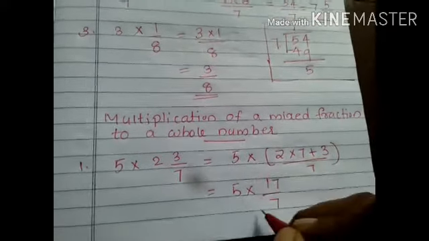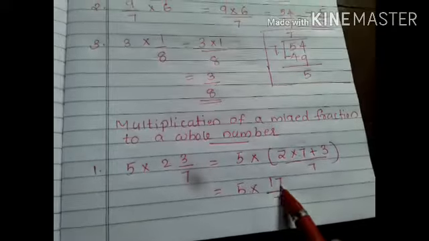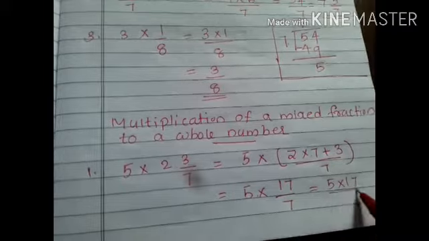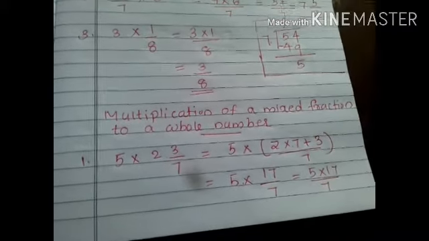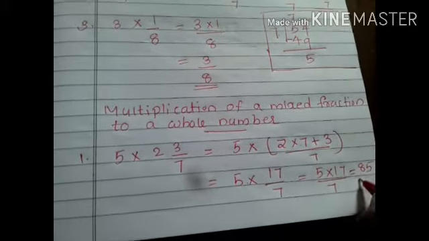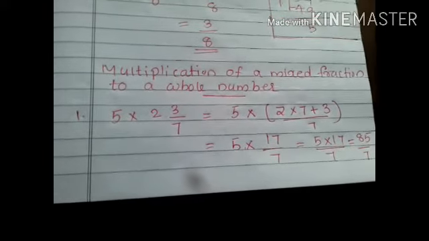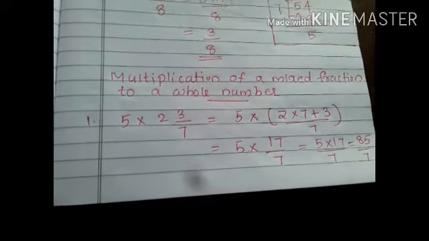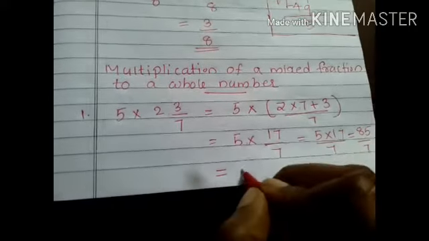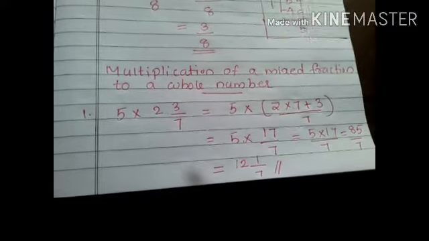Then how to solve this? Like this. Same way, 5 into 17 divided by 7. Then what is the answer? We get 85 divided by 7. So it can be converted into a mixed fraction. We have to divide 85 by 7, and we get the answer 12, 1 by 7.